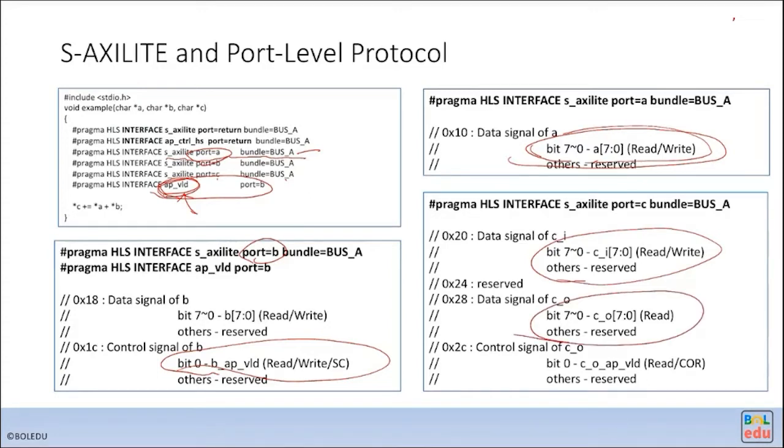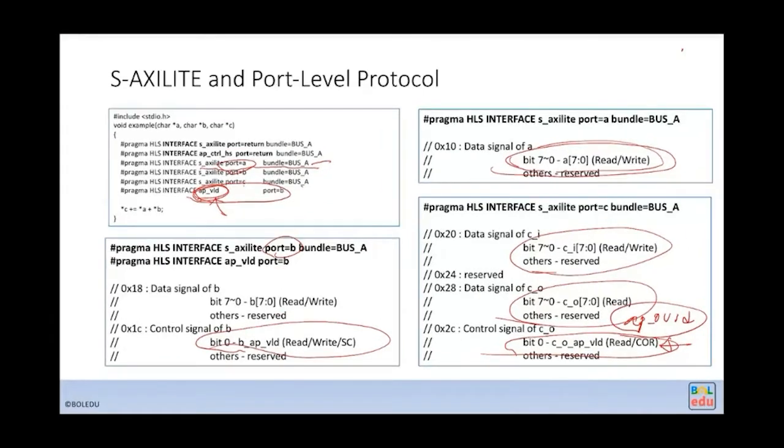And for the output, as we see, the default is the AP all valid protocol. So it has an additional control signal indicating the output valid signal. Okay, so in here it matches the whole table. The default protocol is used.